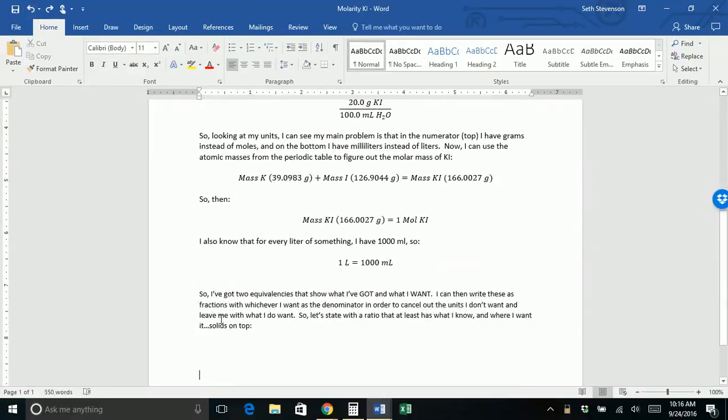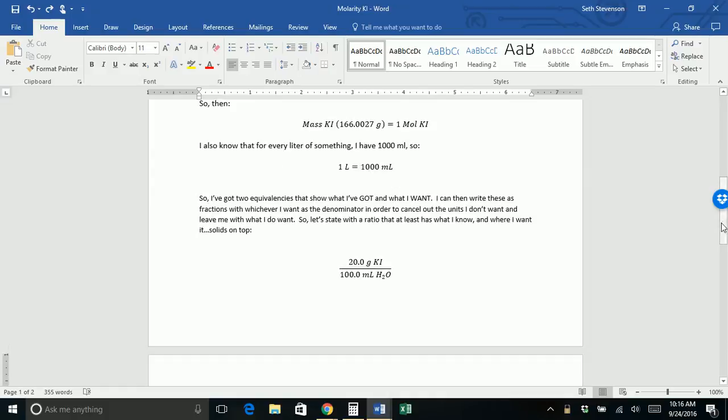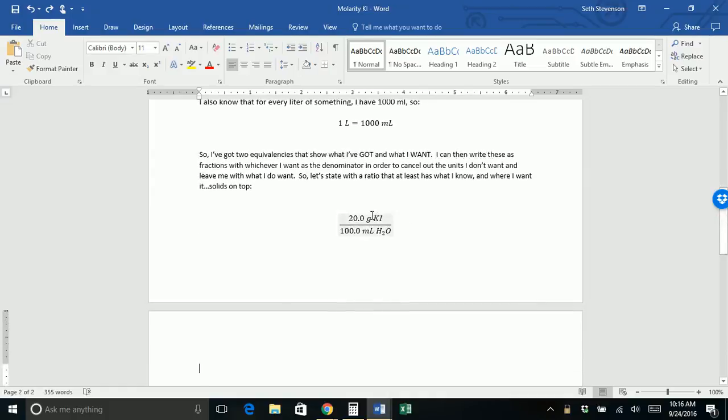All right. So now we've got two equivalencies. I have grams, I want moles. I have milliliters, I want liters. Now I can turn these equivalencies, these statements saying this is equal to that, into ratios. So let's start out with my initial ratio, which is what I was given, grams of potassium iodide per milliliters of water. And now I can start multiplying by these, the moles per gram and the liters per milliliter, and I will just put whatever I want in the denominator, so I'm canceling what I want to get rid of.